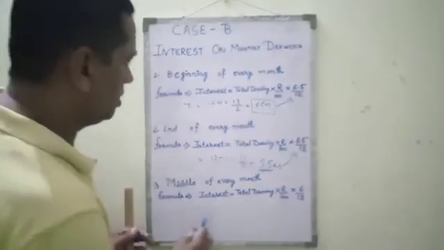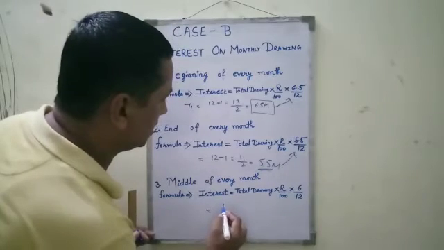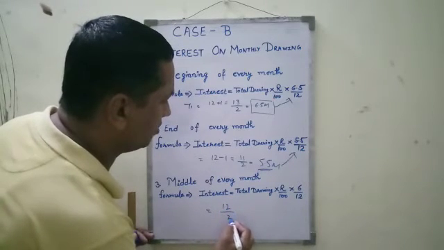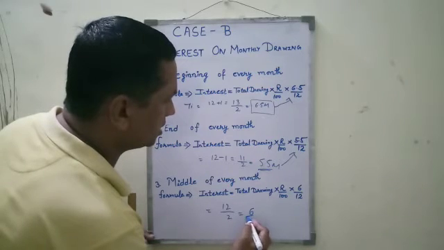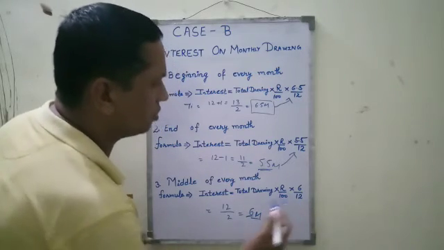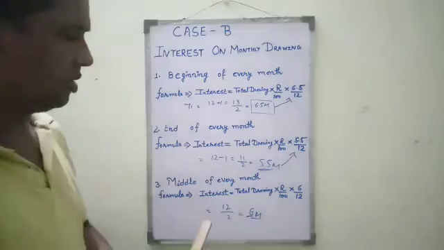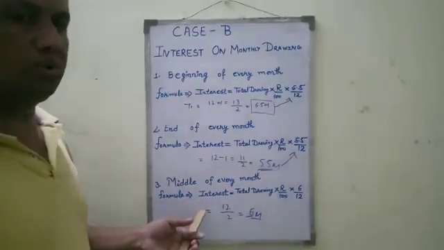The total month time, how is the time calculated? There are 12 months in total. In every month the amount is withdrawn in the middle of the month. So this can be divided by 2. So 6 months is the average time. So we have to put 6 by 12. This formula is also used when the date of withdrawal is not given.